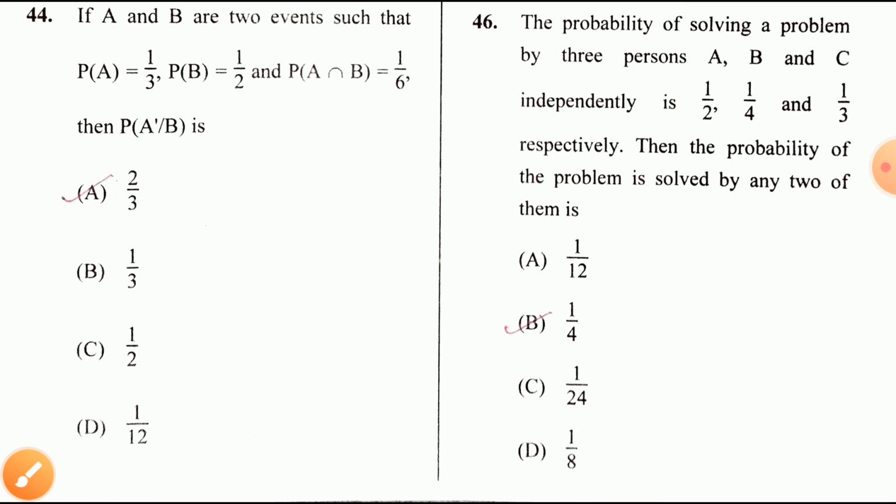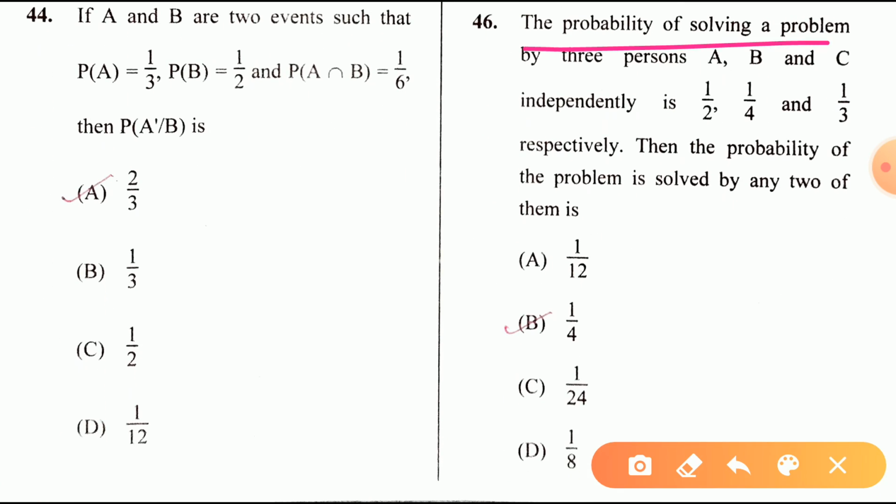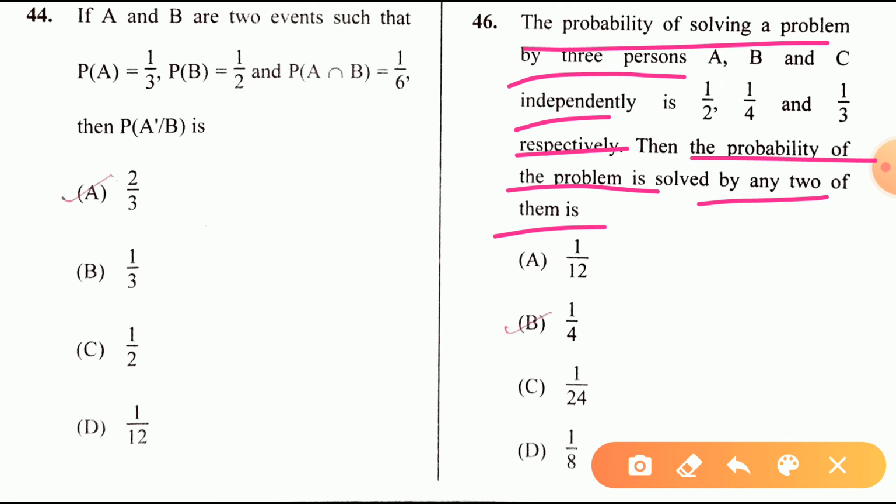Next question number 46. The probability of solving a problem by 3 persons A, B, C independently is 1 by 2, 1 by 4 and 1 by 3 respectively. And the probability of the problem is solved by any two of them is 1 by 4.